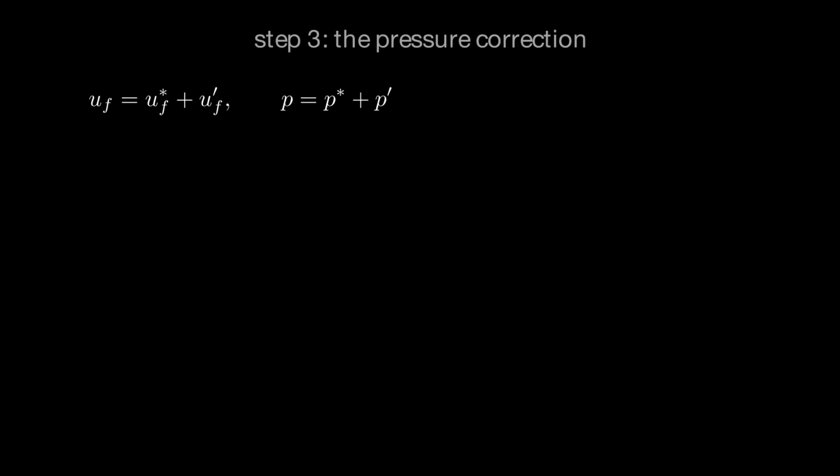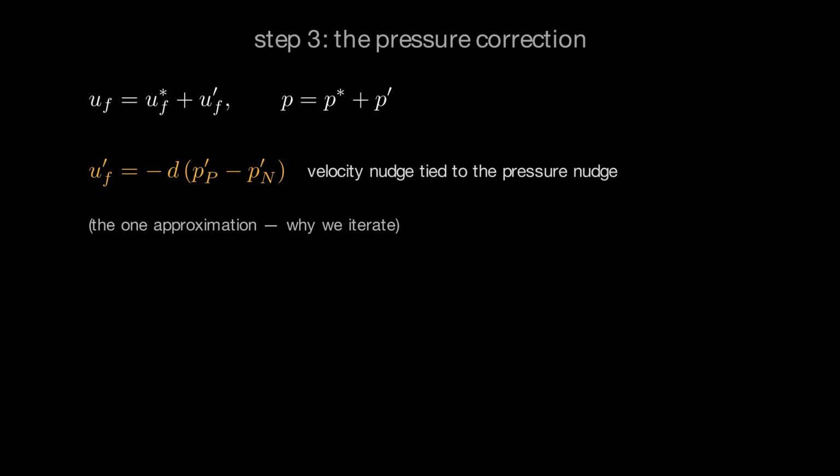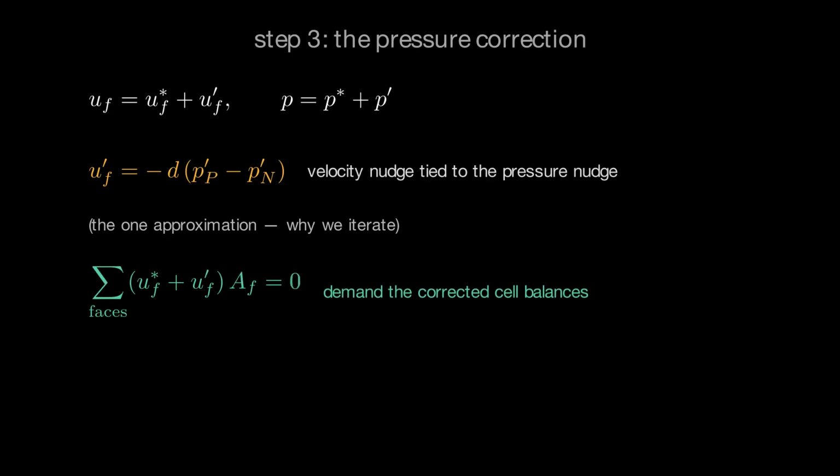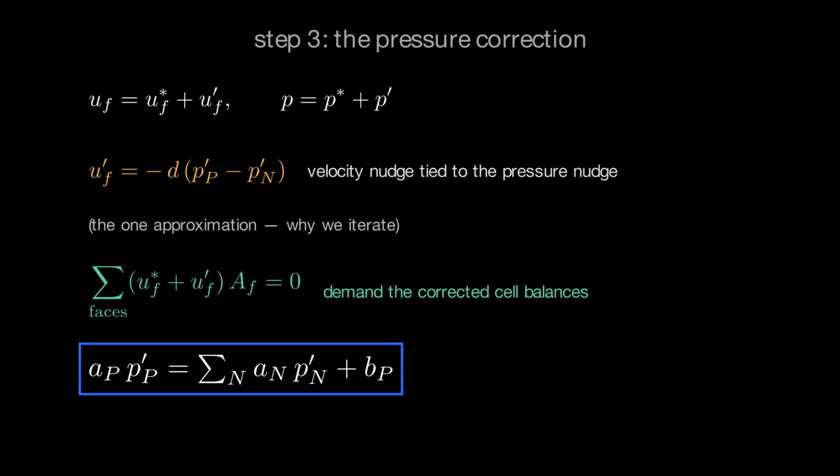Step 3. Split each unknown into the guess, plus a correction. Velocity gets a nudge U prime, pressure gets a nudge P prime. Subtract the momentum equations, and the velocity nudge ties directly to the pressure nudge. Dropping the neighbor coupling here is the one approximation, and it's why we'll have to repeat. Now demand that the corrected fluxes balance in the cell. Substitute the nudge in, and out comes one equation per cell for the pressure correction. It ties the pressure correction in a cell to its neighbors, driven by that cell's mass imbalance. A Poisson-type equation, and we already know how to solve one.